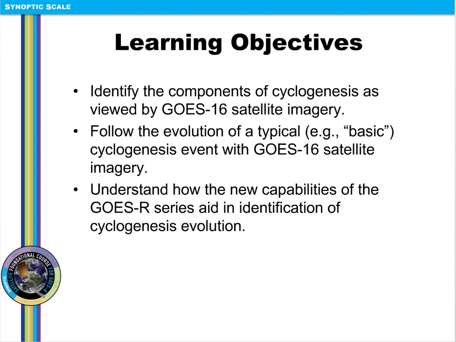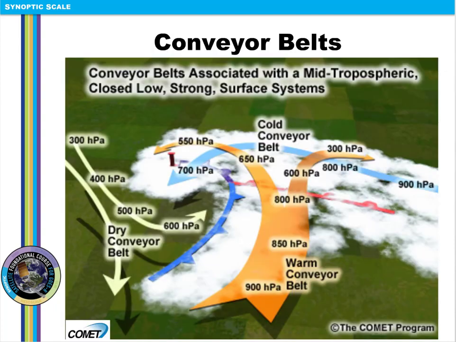For our learning objectives, we'll learn how to identify the components of cyclogenesis as viewed by GOES-16 satellite imagery. We'll follow the evolution of a typical, or basic, cyclogenesis event with GOES-16 satellite imagery. And we'll understand how the new capabilities of the GOES-R series aid in identification of cyclogenesis evolution.